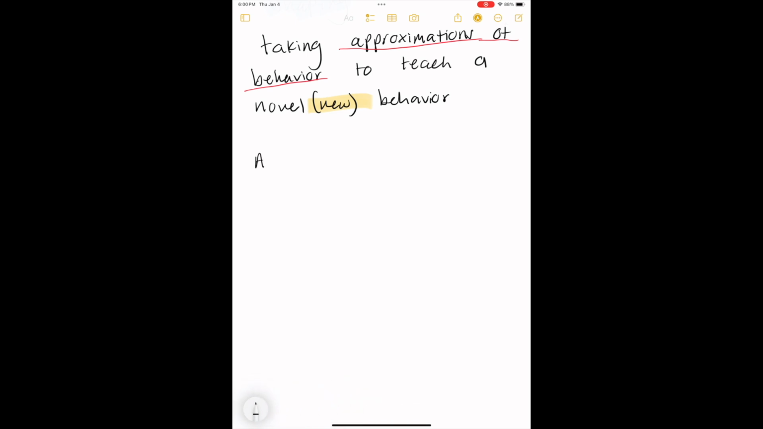And I'll put a little star. Approximation of behavior is a part of a behavior. You're gonna use shaping for a lot of things. At least I did in ABA, right? We used it all the time. And you might most commonly use it or accept it when you're trying to increase expressive language in a child.